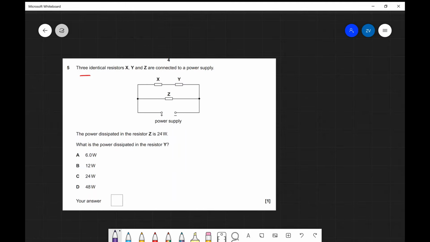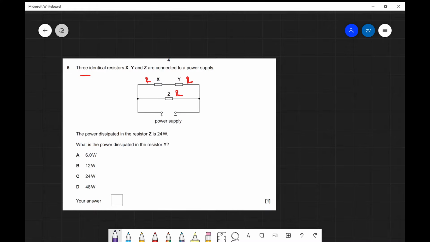Okay guys, question 5. Three identical resistors X, Y, and Z are connected to a power supply. So let's give it some resistance values. I'm going to call this one R, and this one here will have a resistance R. This one here will also have a resistance R. The power dissipated in resistor Z is 24 watts. What is the power dissipated in resistor Y?